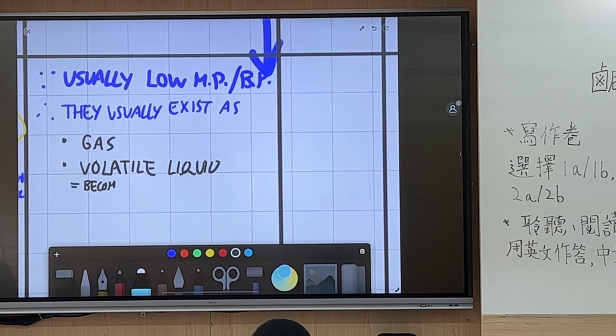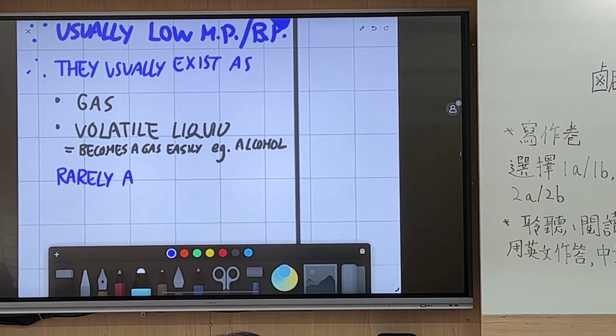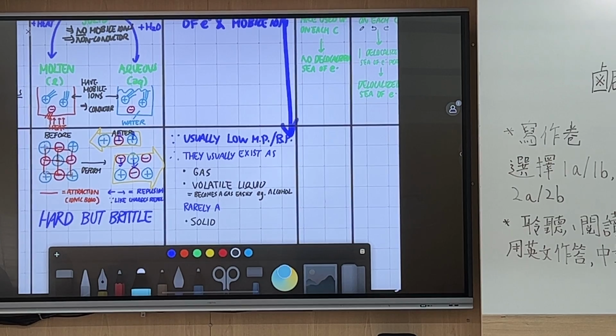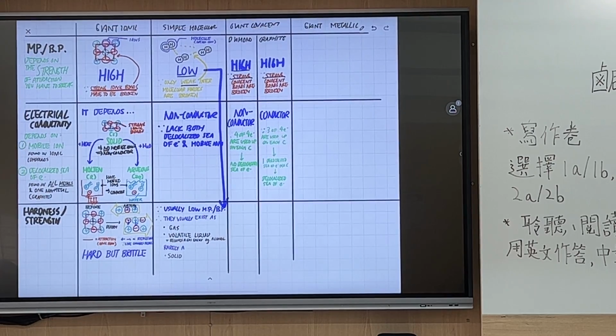Alcohol is a volatile liquid. When you spray alcohol on your hand, a few seconds later, it's gone. This is what volatile means. So it becomes a gas easily. Okay. Water is not as volatile. Well, it can still evaporate, but it doesn't evaporate as quickly as alcohol, right? So you can write down alcohol. Okay? And rarely a solid. So they are rarely a solid. Yeah, but I wouldn't use the word hard to describe a solid. So therefore you can say the term hard does not apply to them. And right, what about for diamond?